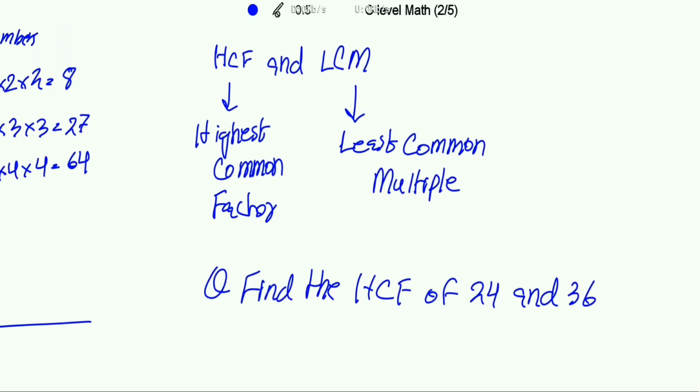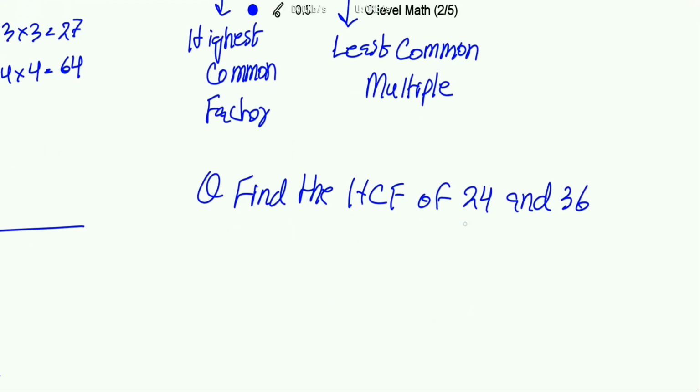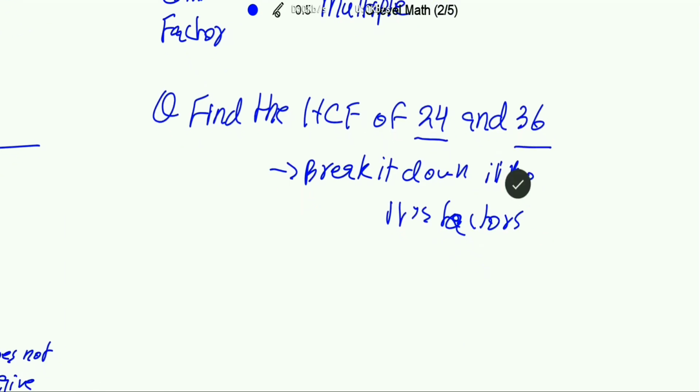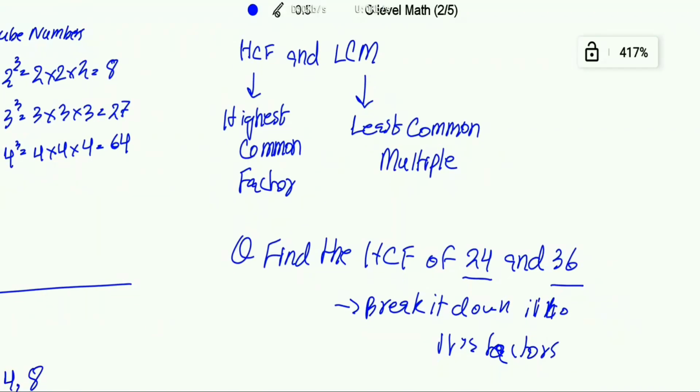Okay, so what is HCF basically? When we have any two numbers, let's say we have 24 and 36, first of all we're going to break them down into their factors, and then we're going to compare them. We're going to take the common factors between these two numbers and see which factor is highest and common between them. This is HCF. It is the highest, it is common, and it is also a factor. So it must be a factor, it must be common, and more importantly, it must be highest.